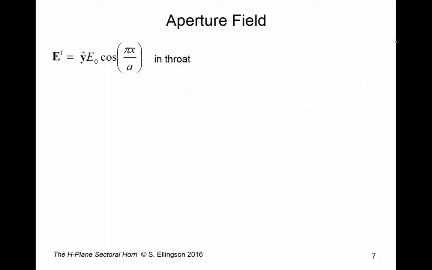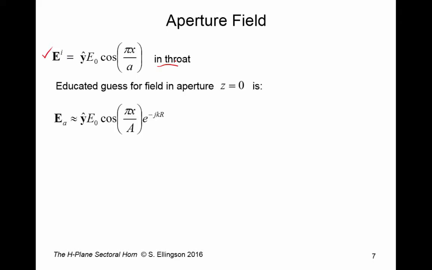So the beginning point to analyzing this is to first consider the aperture field. The incident field, as we just pointed out from that TE01 mode, is given by this expression, and this exists in the throat of the horn before the flare starts. An educated guess for the field in the aperture is this.